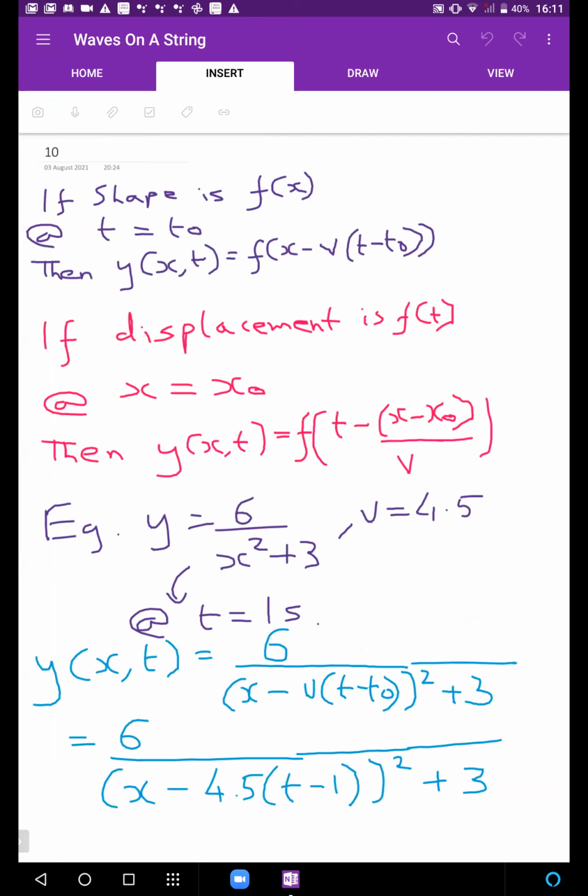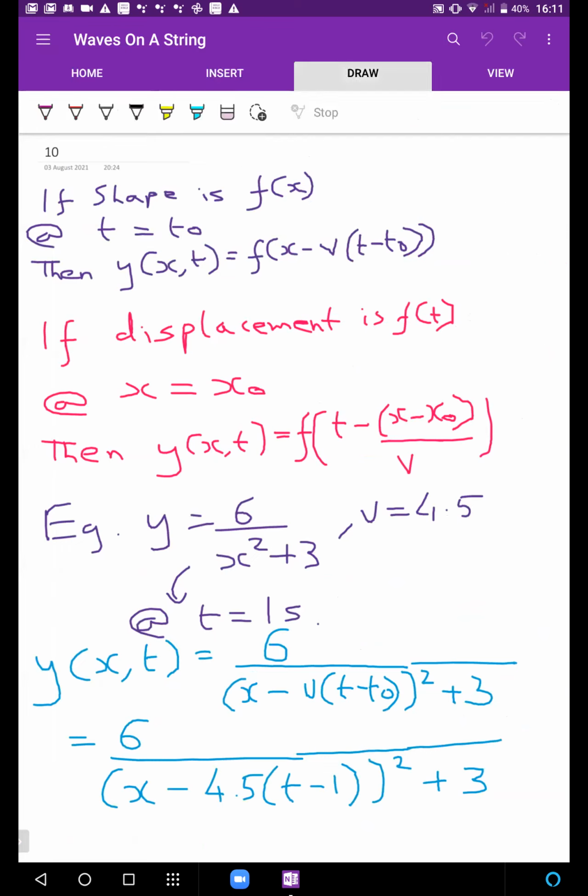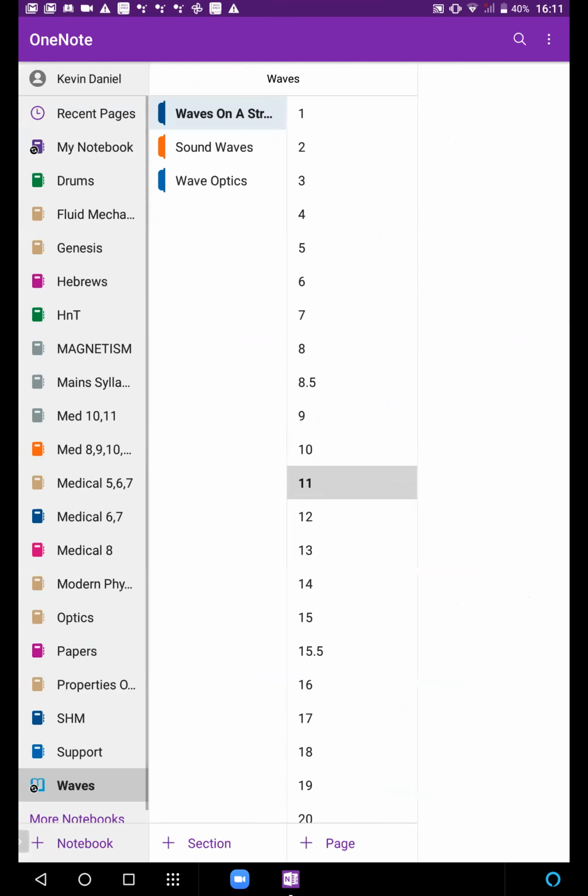If the shape of the string is f of x at t equal to t naught instead of t equal to 0, then the formula is f of x minus v times t minus t naught. If the shape is given at t equal to t naught, then the wave equation becomes f of x minus v times t minus t naught. And similarly, if instead of giving the displacement of the origin as f of t, the displacement is given at x equal to x naught, then instead of f of t minus x by v, it will be x minus x naught by v. So please do revise this section and see if you are familiar with this. Okay, so that's one thing to be mindful of.